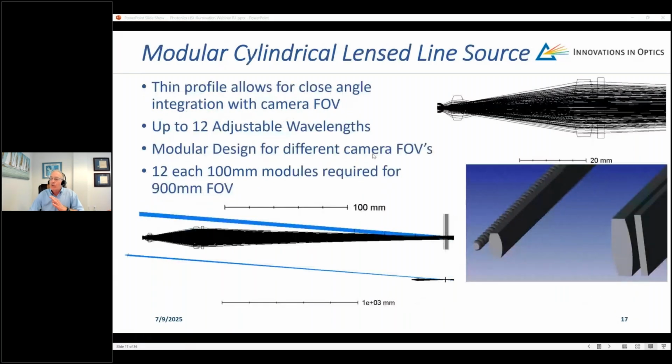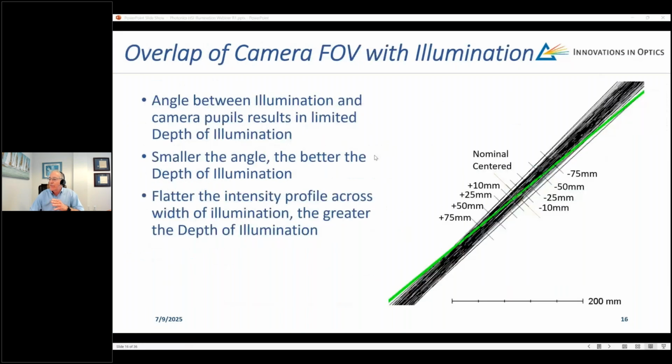So the tighter the angle between these two, the larger the depth of illumination is going to be. So it's important when you're looking at a system to understand how large is it, how far, what is the working distance, how small an angle can I get for that system.